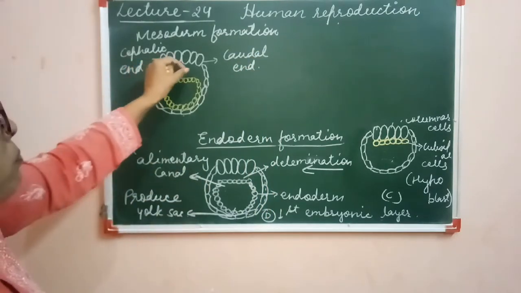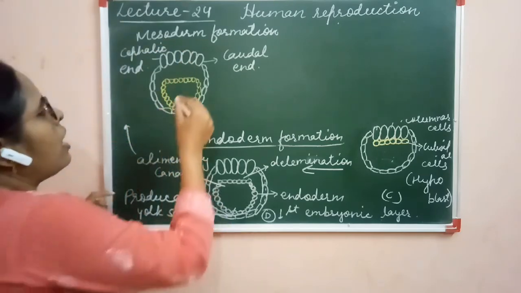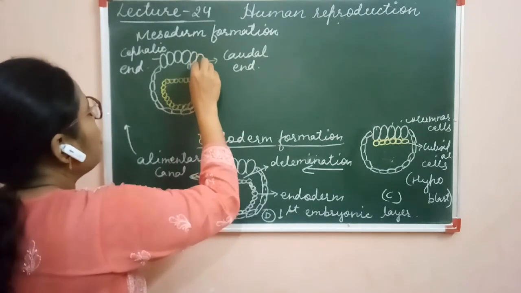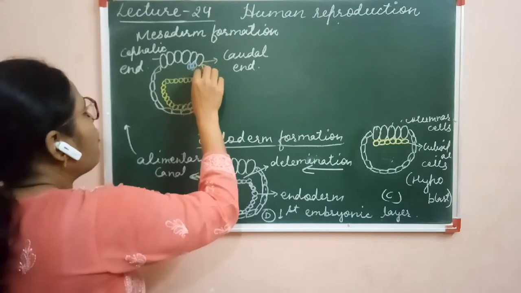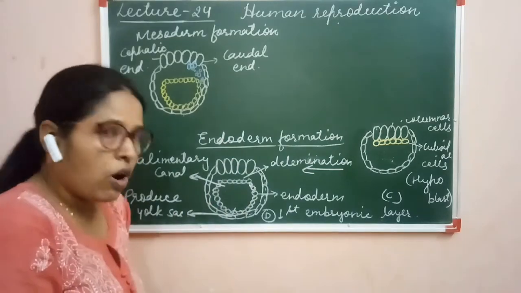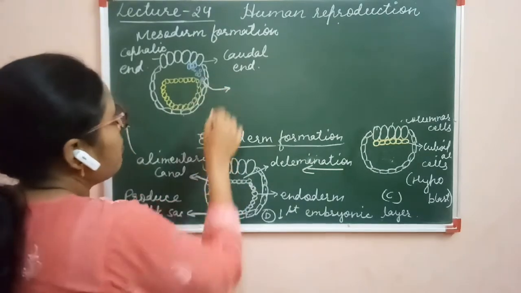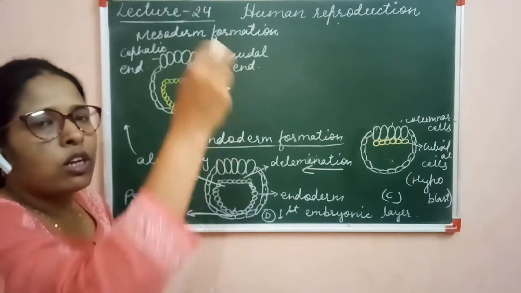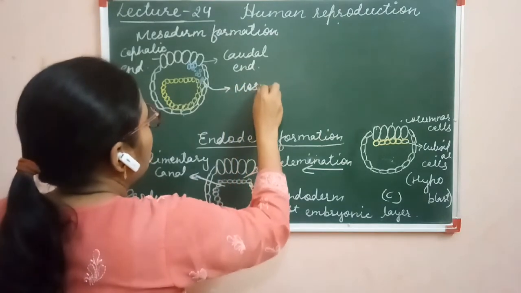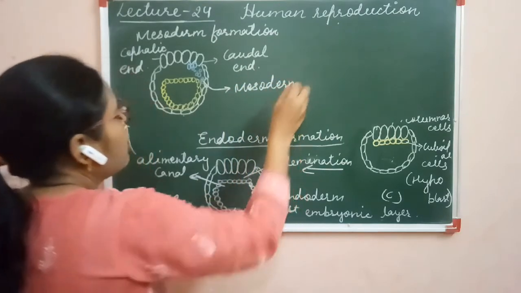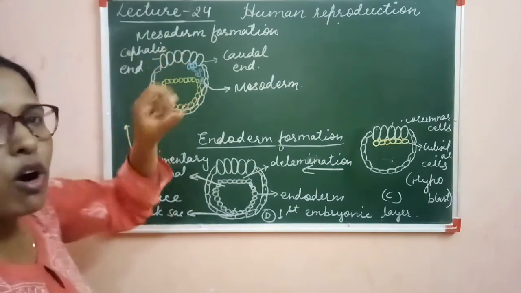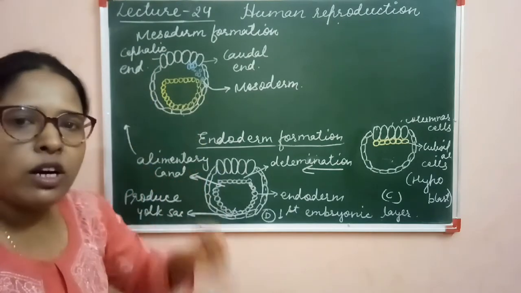The cells of epiblast at the caudal end start dividing. These cells start dividing and form a cellular mass here in between these two. This is called the mesoderm. It may be a bunch of cells or a complete layer, a complete membrane. This is the mesoderm, which will give rise to many organs of the embryo. So the cells of the caudal end divide to form the mesoderm.